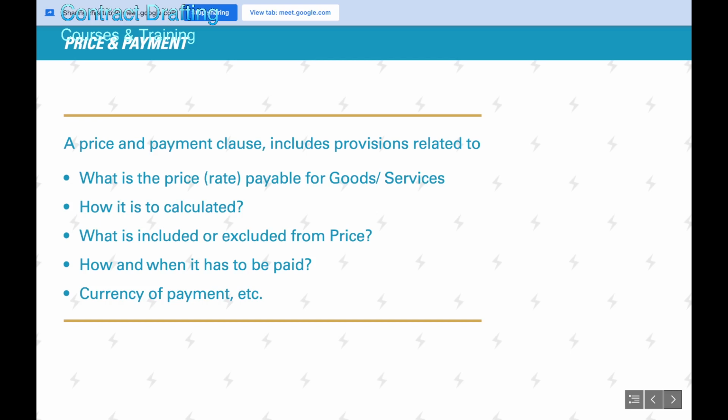There can be a situation where the parties may get into dispute relating to the payments. So, how that dispute will be resolved by the parties. So, clauses addressing these situations will be included in the contract.